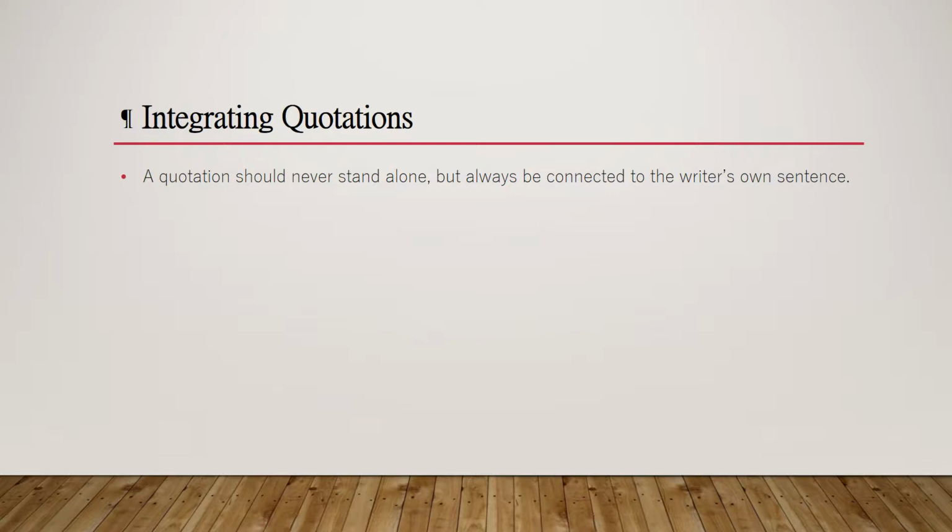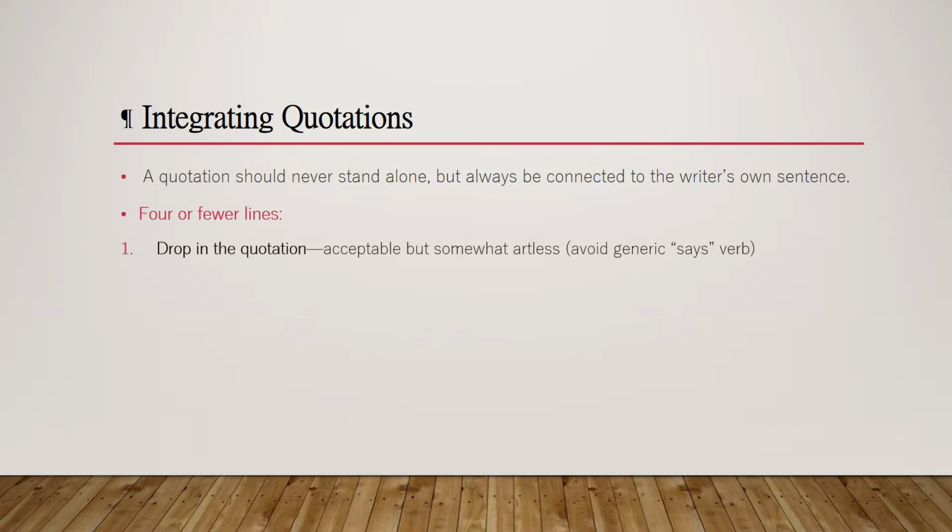For a quotation that has 4 or fewer lines of text, writers can connect quotations to their own sentences in 2 ways. First, a writer can drop in the quotation to his or her text, an acceptable but somewhat artless method. Writing handbooks advise avoiding the generic says verb and choosing colorful verbs instead. To accomplish this drop-in technique, writers can introduce the quotation in these ways.